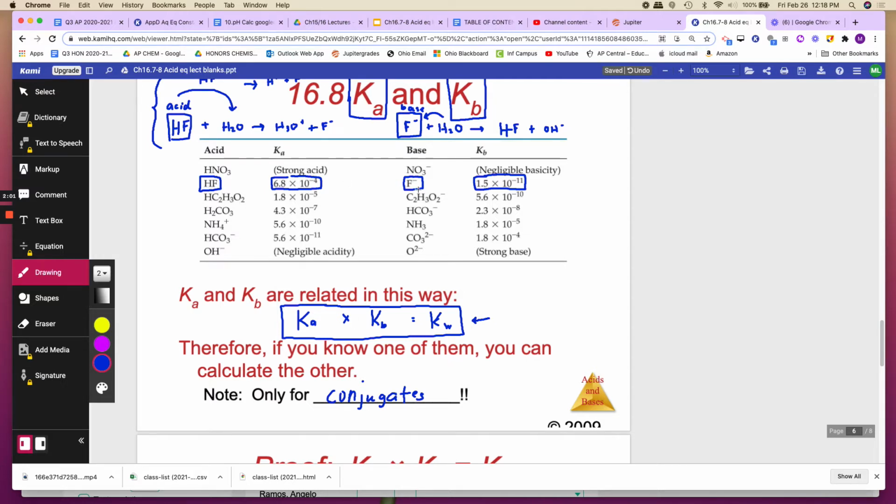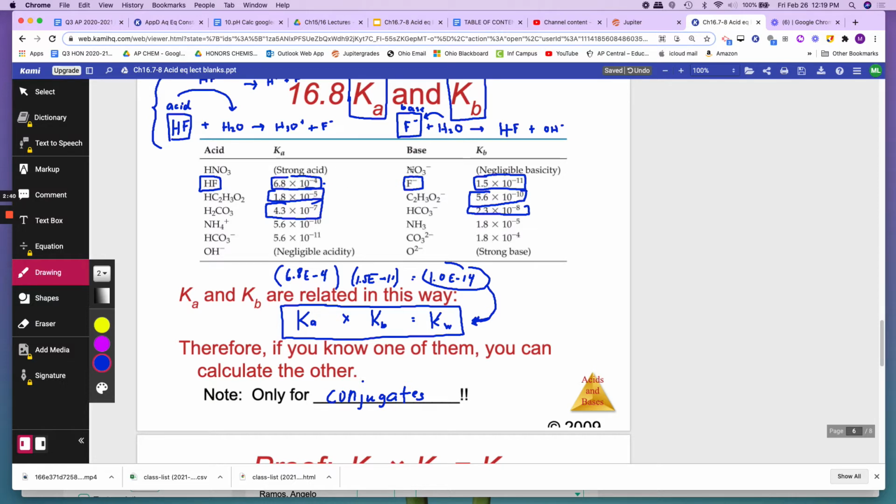So since HF and F minus are conjugates, if you multiply these two numbers, go ahead and do that. 6.8 E negative 4 times 1.5 E negative 11. Go ahead and tell me what you get. So I wrote here 6.8 E negative 4 times 1.5 E negative 11 equals 1.0 E negative 14, and that is Kw. If you do the same thing with acetic acid here, multiply this and this, you should get 1.0 E negative 14, the same with all of them, because they're conjugate pairs.